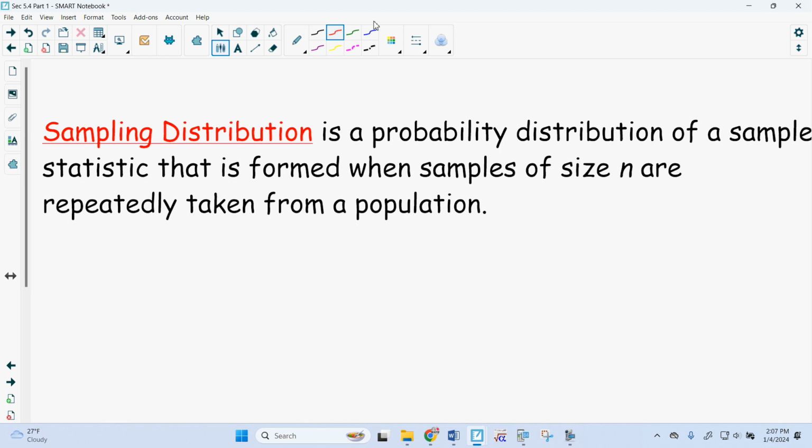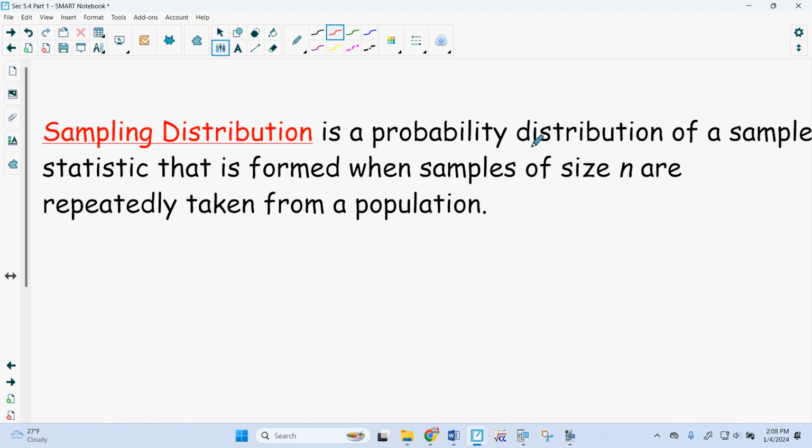Here's the definition. A sampling distribution is a probability distribution of a sample statistic that is formed when samples of size n are repeatedly taken from a population. What does that mean? Okay, so we want to talk about that.